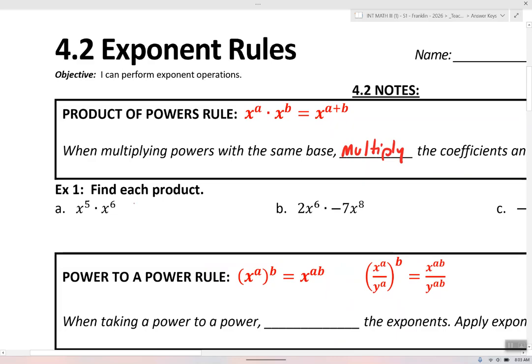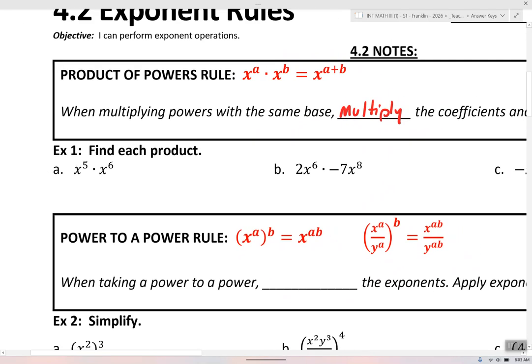Add those exponents together. So for example, x to the 5th times x to the 6th, we're going to add those together. That would be x to the 11th. That's just because we have 5 x's being multiplied together, and 6 x's being multiplied together, and if you multiply those two things together, we have 11 total. It's just counting up how many of that base are being multiplied.